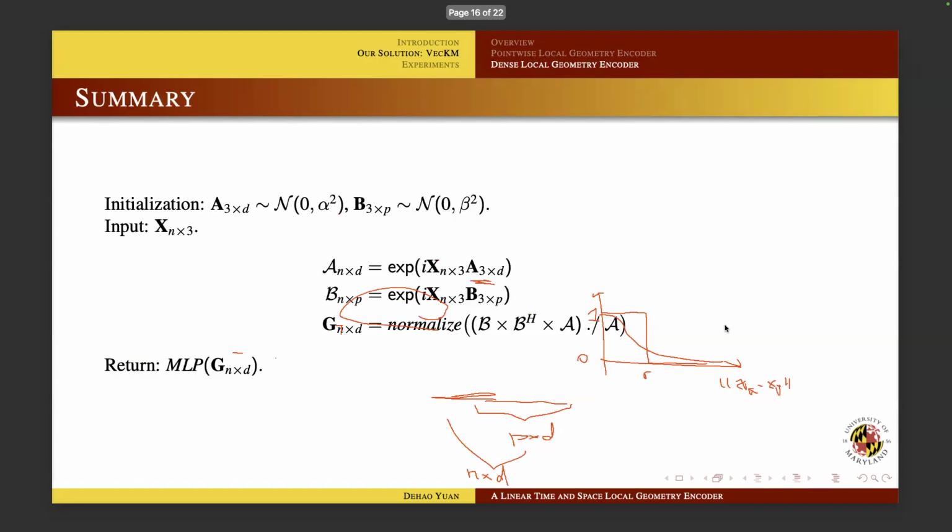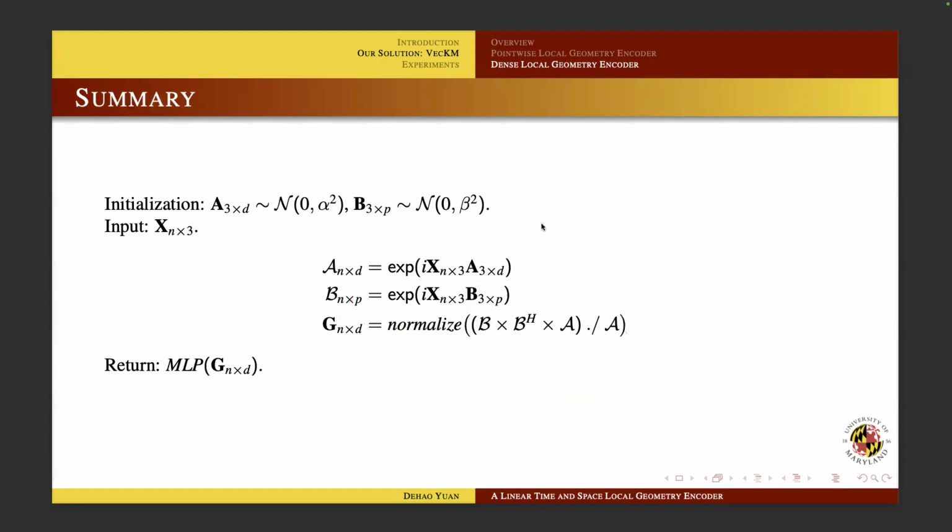Okay, so that's the version 2 of our local geometry encoding. In this case, you don't need to explicitly compute the distance matrix. Here, the distance matrix is implicitly computed by this B multiplied by B transpose. However, we can do this computation first to eliminate the computation of this very large matrix. So that's the entire motivation and methodology behind it.